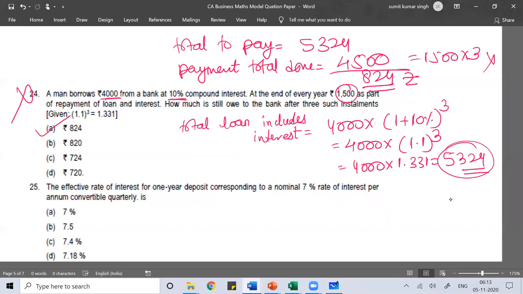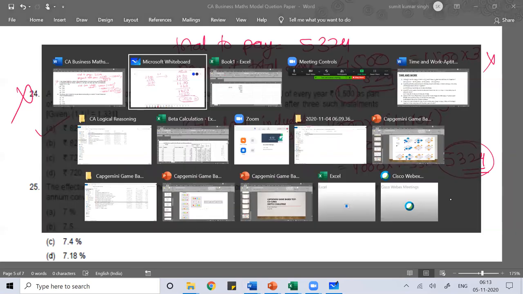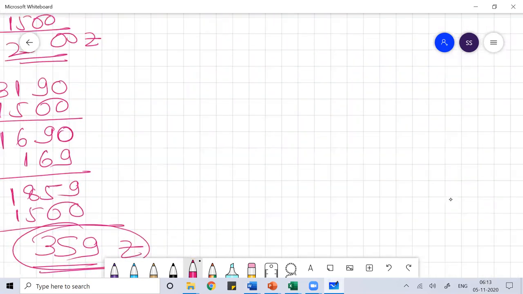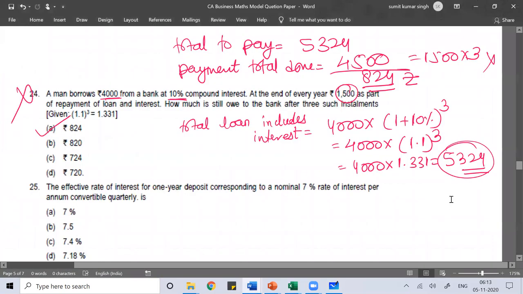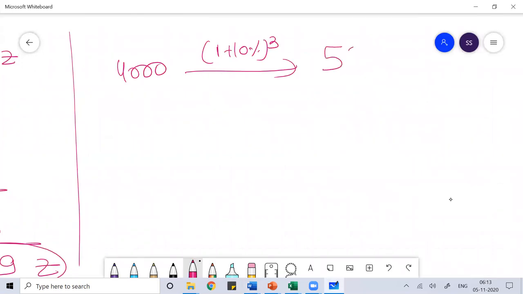If you do it the other way, you say 4,000 rupees at 10% for 3 years, how much does the loan become? It becomes 5,324. Then I made a 1,500 payment every year. So what is the future value of that? What is the compounding value of that?